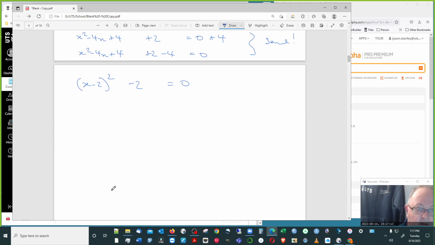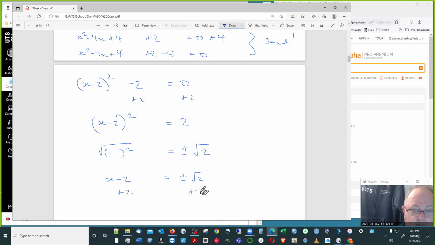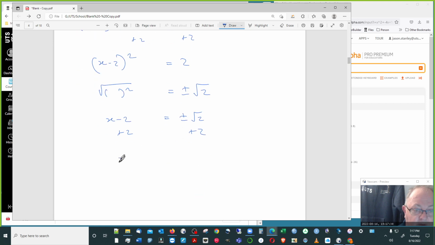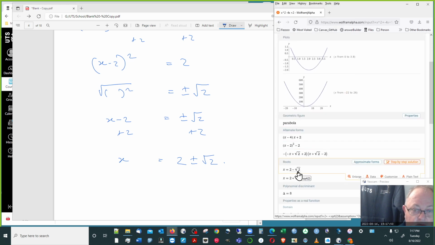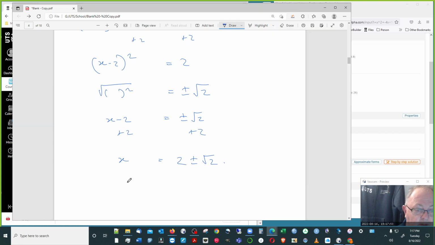Now, solutions please. So we're going to add 2 to both sides. We're going to take the square root. Now that'll mean we'll be taking the square root of 2, plus or minus, and that will leave us with x minus 2 equals plus or minus the square root of 2. We're going to add 2, and so the result is that we get x equals 2 plus or minus root 2. And they are the solutions here, 2 minus root 2 and 2 plus root 2. So that's all you do.